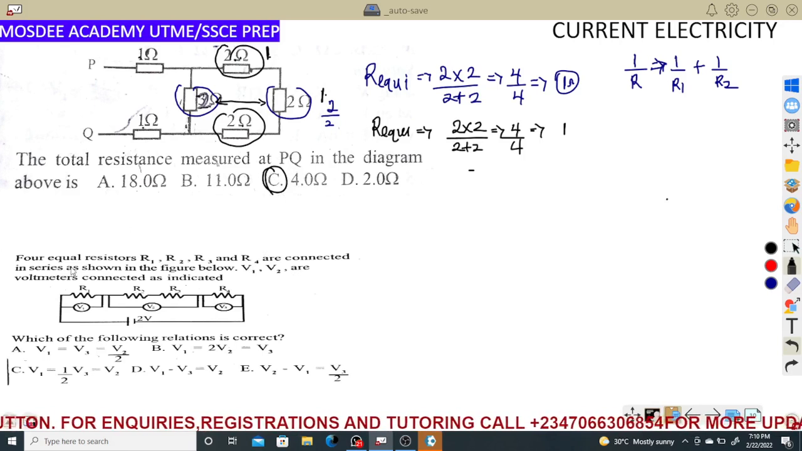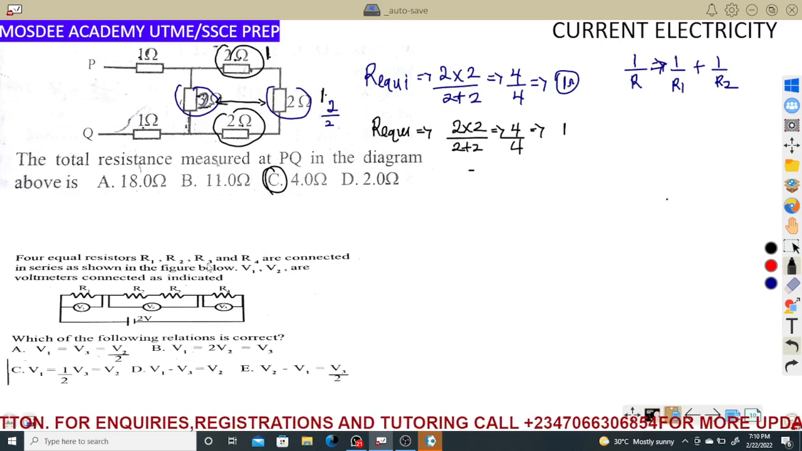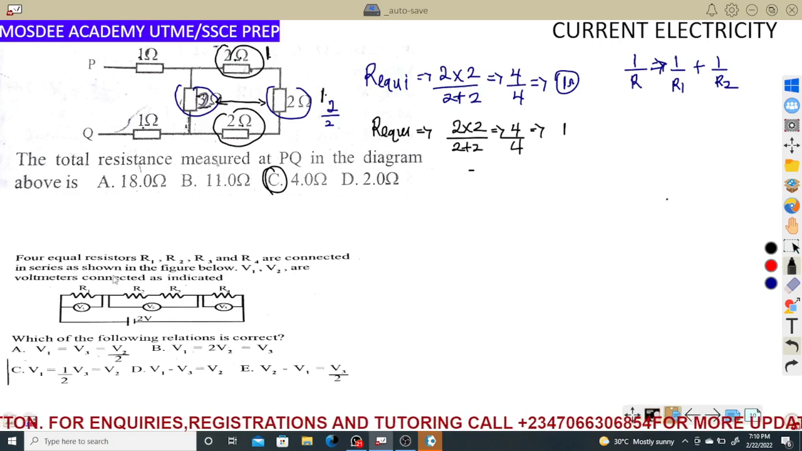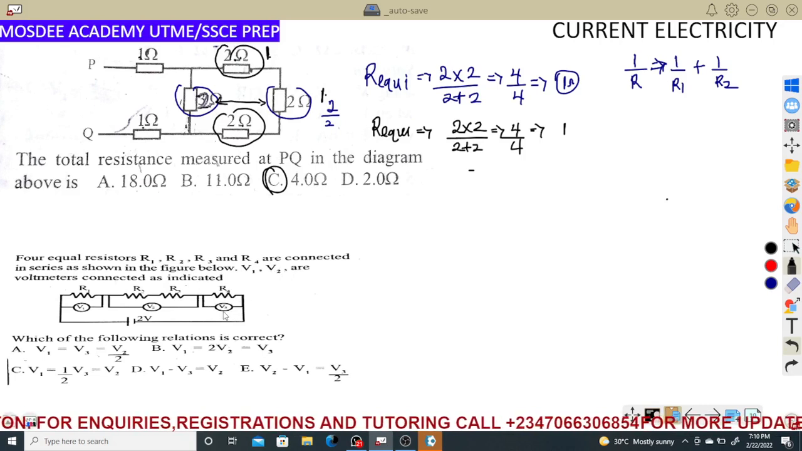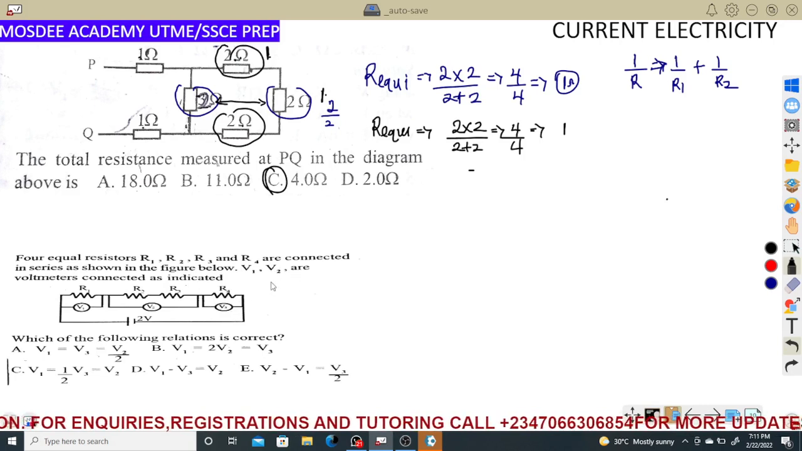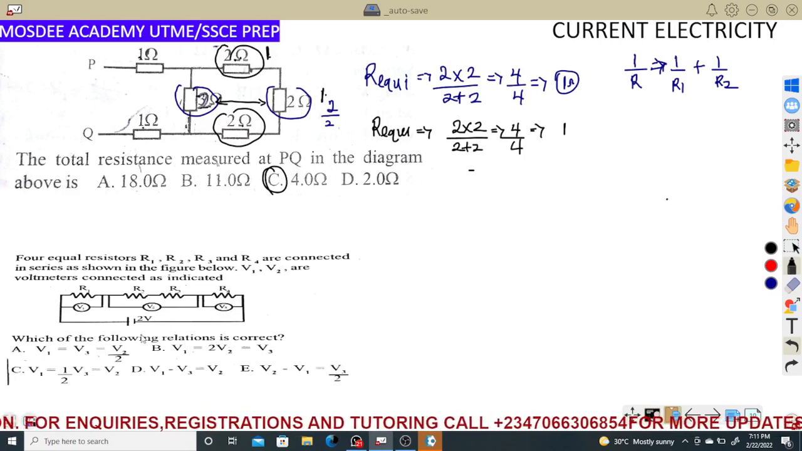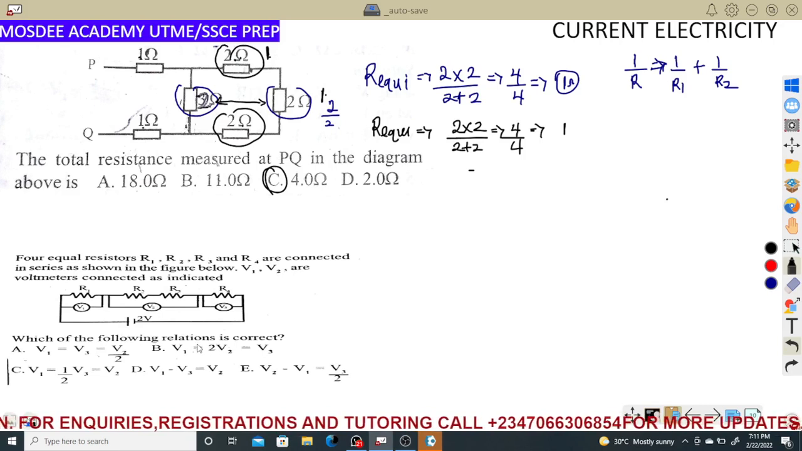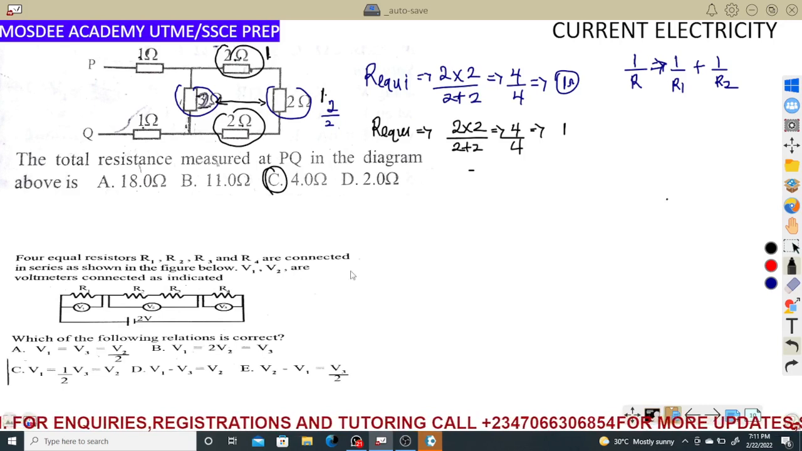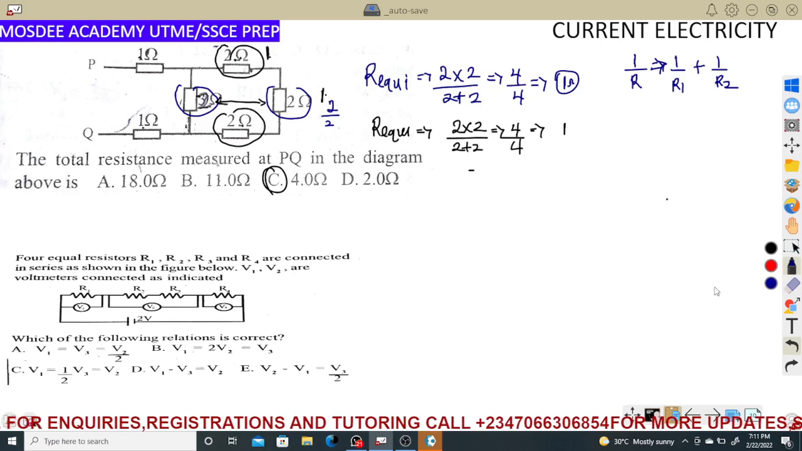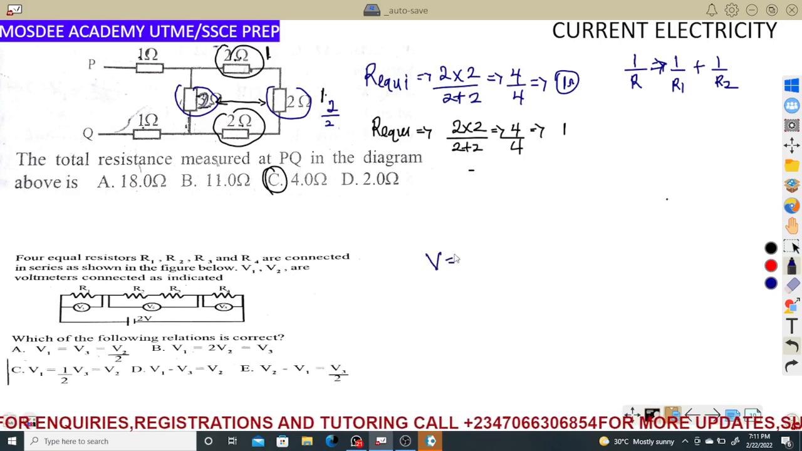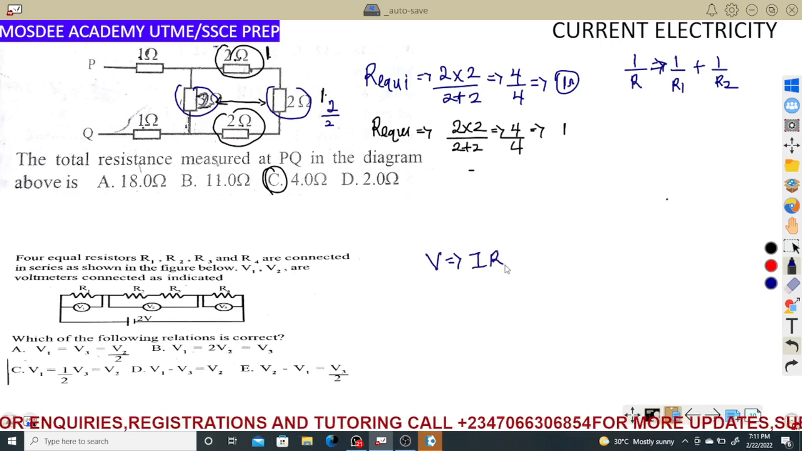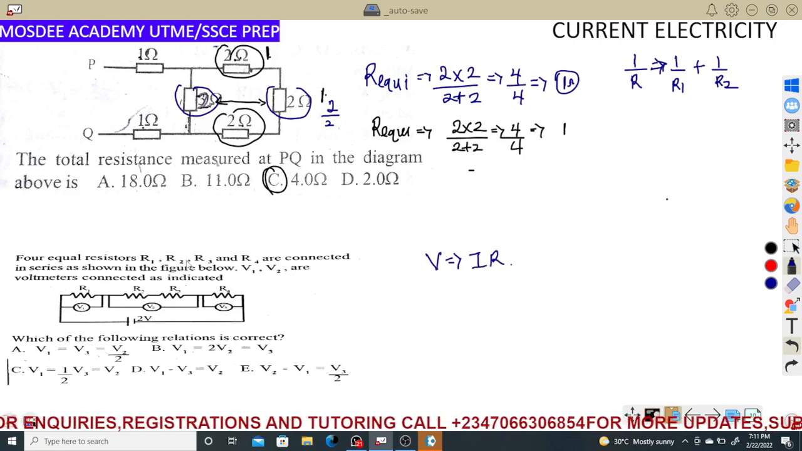We have 4 equal resistors R1, R2, R3, and R4 connected in series as shown in the figure below. V1, V2, we have V3. There should be V3 and V3 are both meters connected as indicated. Which of the following relations is correct? Let's look at what we have just learned. Apologies, guys. Now we said Ohm's law. From Ohm's law, we say V is equal to IR. The resistances are equal according to them. They say it is equal.